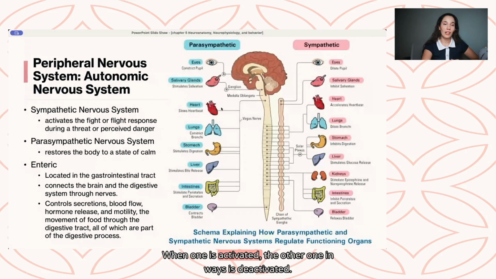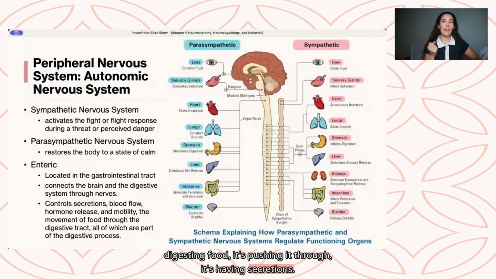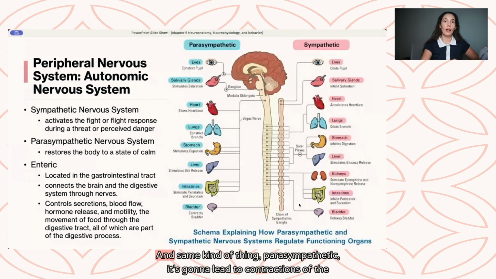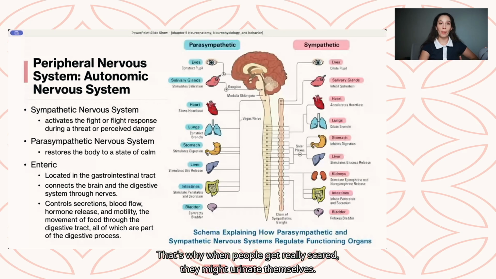When one is activated, the other one in ways is deactivated. So for example, if you are in a parasympathetic, your digestive system is digesting food, it's pushing it through, it's having secretions. Whereas if you're in a sympathetic, then that's actually inhibited. It's the opposite. Things aren't going to really be moving. Same kind of thing, parasympathetic is going to lead to contractions of the bladder, whereas sympathetic is going to relax the bladder. That's why when people get really scared, they might urinate themselves. It's just part of that sympathetic response.